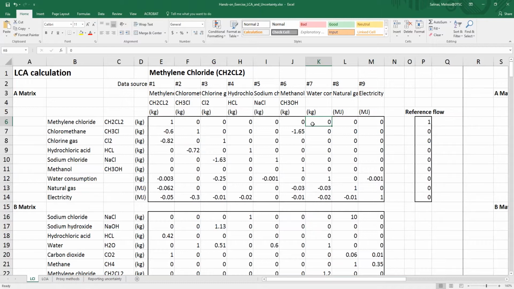So the ISO definition of elementary flow is the flows drawn from nature without prior human transformation, or flows going out to nature without subsequent human transformation. Generally, what that means is natural resources we are extracting or environmental emissions that we are generating.